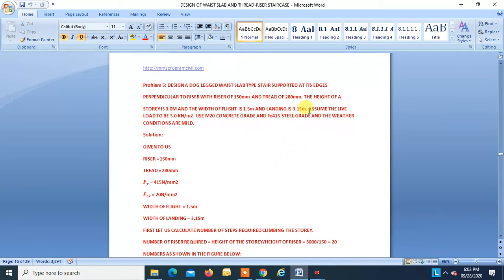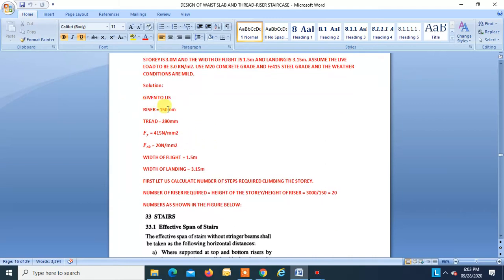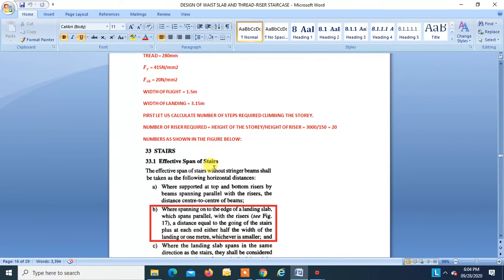Okay. Assume the live load to be 3 kN per meter square. Use M20 grade concrete, Fe415 steel, and weather condition is mild. Okay, when the weather condition is mild, we will consider clear cover as 20 mm. So given to us, riser is 150 mm, tread is 250 mm, fy is 415, fck is 20, width of flight 1.5, width of landing 3.15.